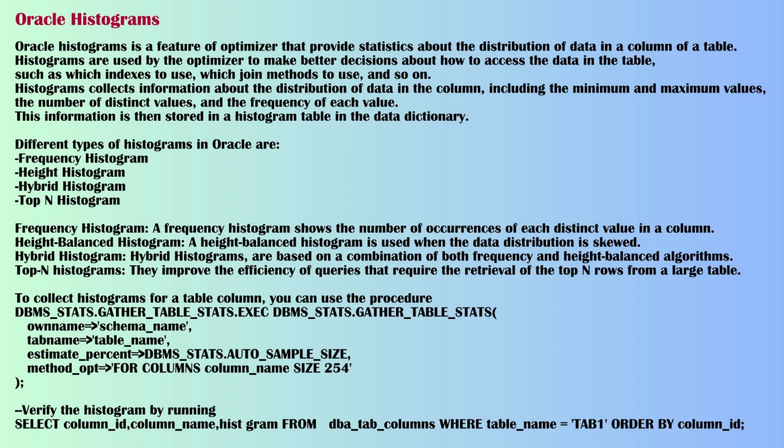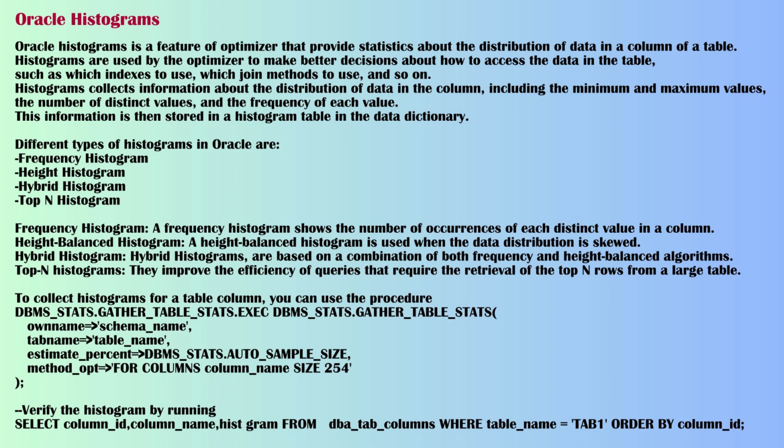Tabname equals table_name. Estimate_percent equals dbms_stats.auto_sample_size. Method_opt equals for columns column_name size 254. In the example above, you would replace schema_name, table_name, and column_name with the appropriate names for your table and column.